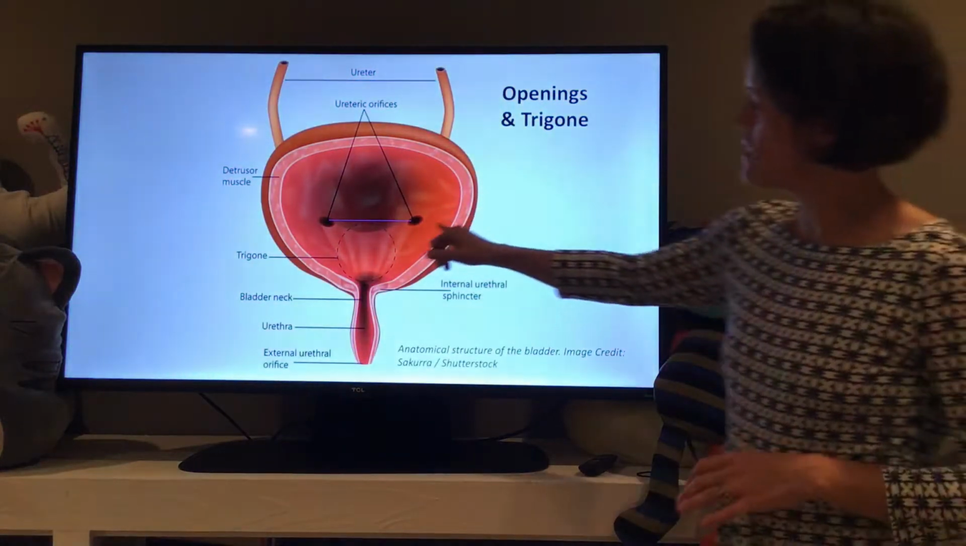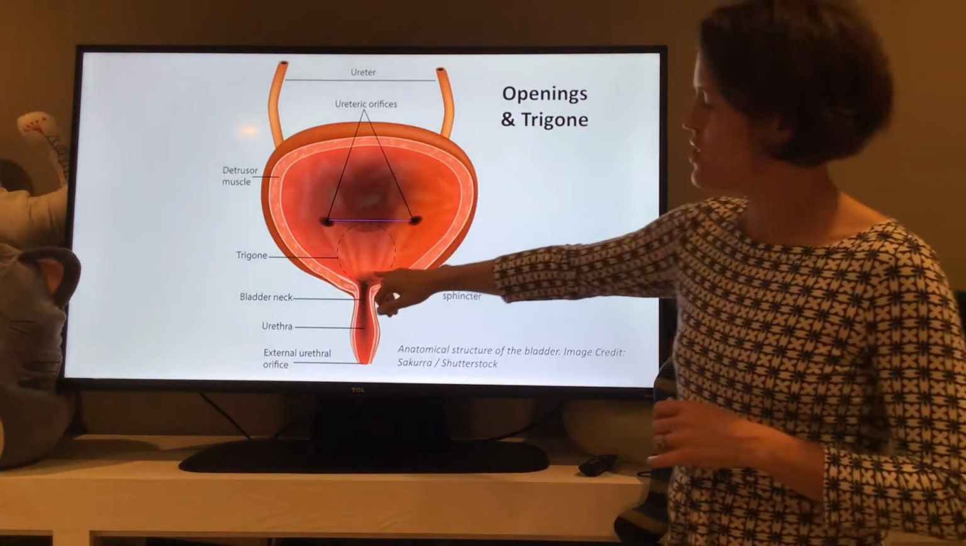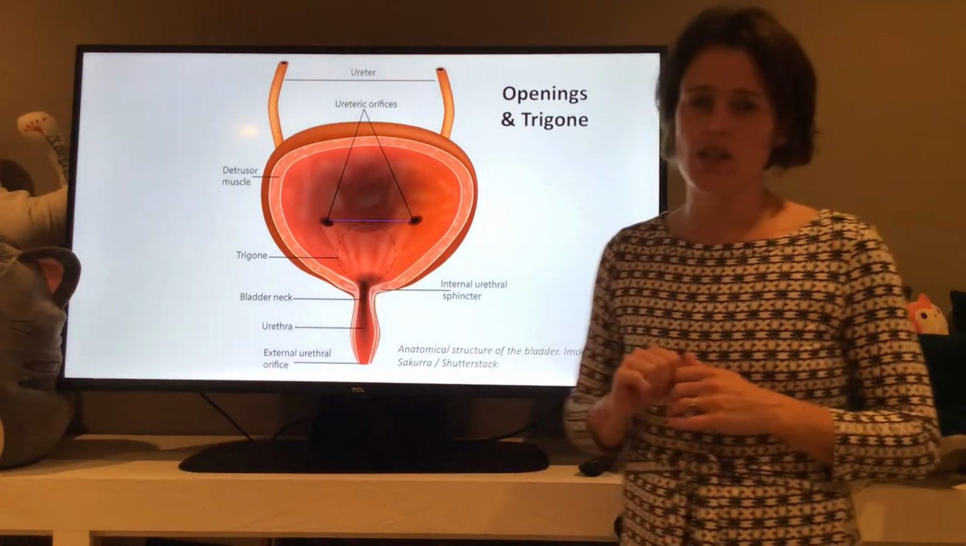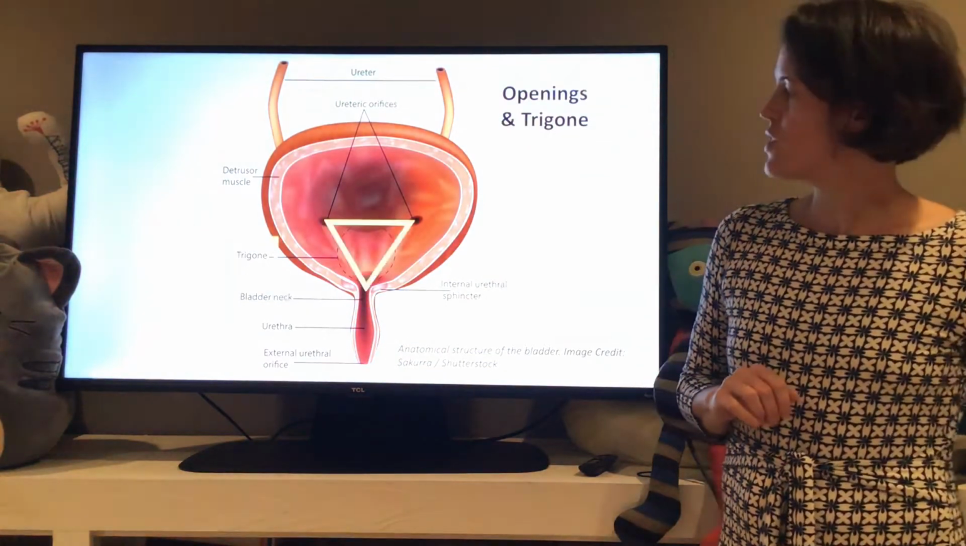The urinary bladder has three openings: two ureteric orifices where the ureters enter the bladder, and the internal urethral orifice, which opens into the urethra. The triangle that's formed by connecting these three openings is called the trigone.